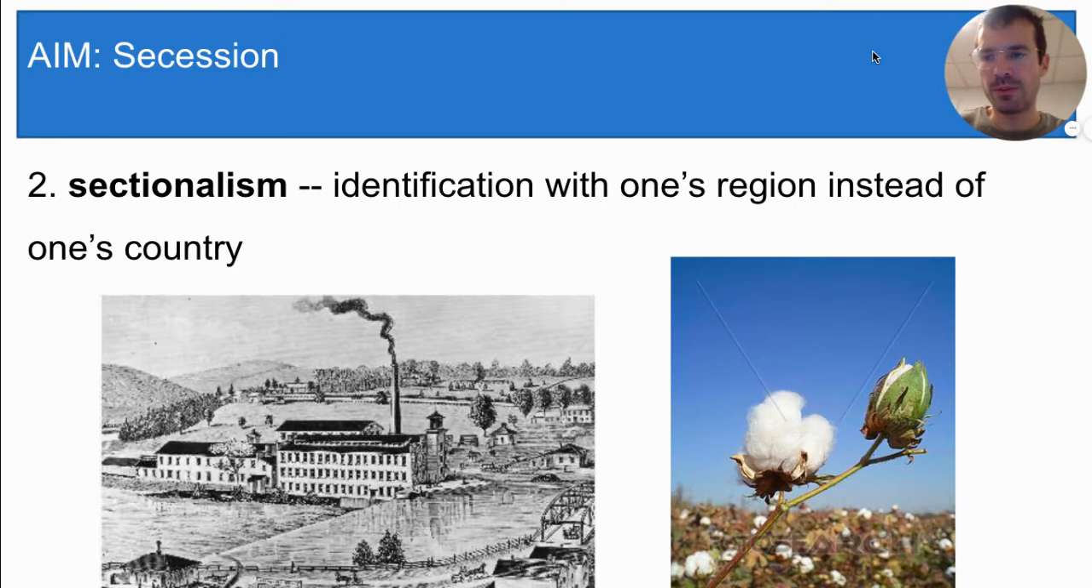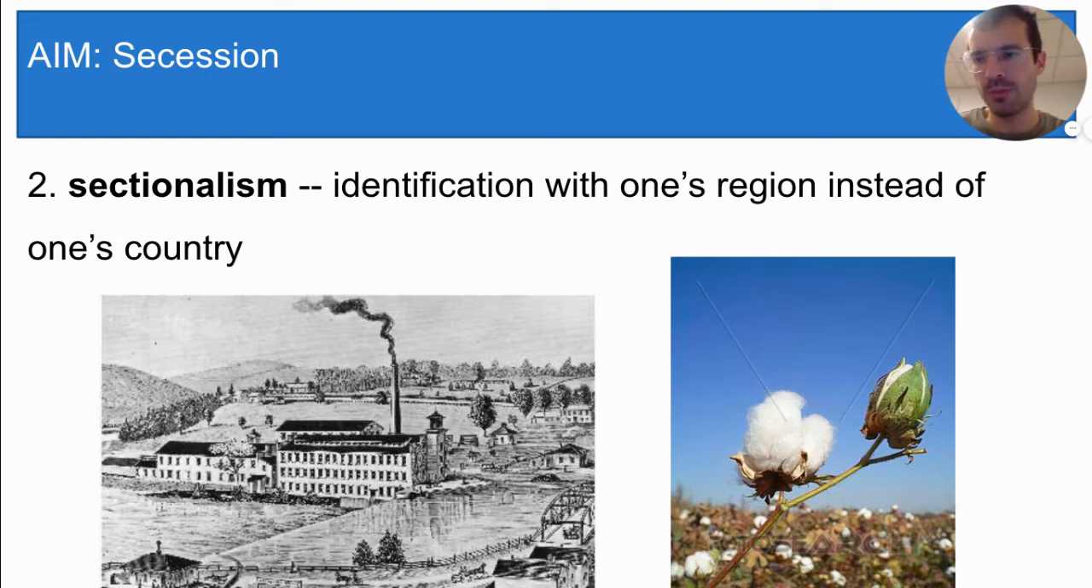Let's start by reviewing the term sectionalism. Sectionalism means that people start to identify more with their region than they do with their country. They start to feel different from people outside their region to the point that they can no longer work together or get along. And this causes disunity. The issue at the root of sectional tension in the US was slavery. The South practiced slavery, the North did not.